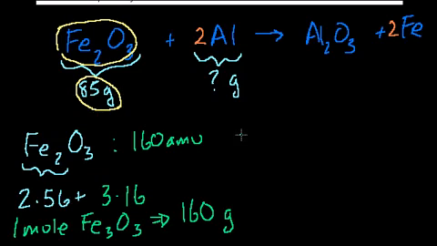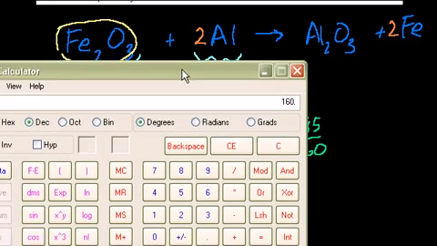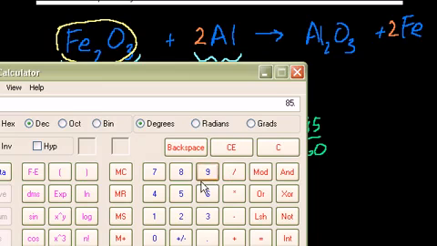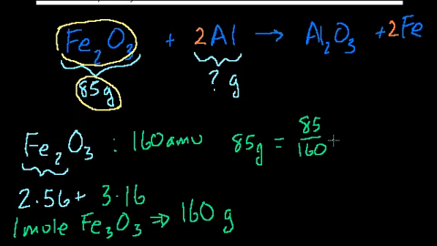Well, 85 grams of iron 3 oxide is equal to 85 over 160 moles. So that's equal to 85 divided by 160 equals 0.53125, which is about 0.53 moles. So everything we've done so far, we figured out how many moles 85 grams of iron 3 oxide is. It's 0.53 moles, because a full mole would have been 160 grams, but we only have 85.